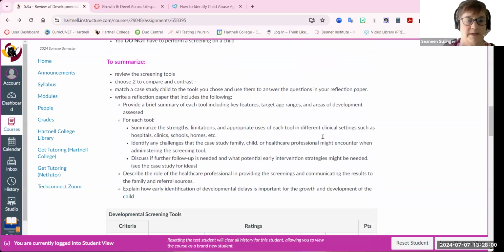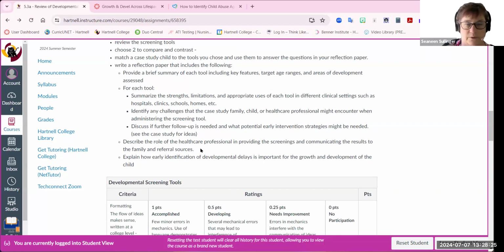So I try to summarize here. Review the tools, choose to match the case study, or find a case study, and then 2 case studies and match tools. That's fine too. Then you're going to turn in a reflection paper that includes a summary of each tool. And then for each tool, summarize each strength, challenges, further follow-up, those things. So hopefully that makes sense.